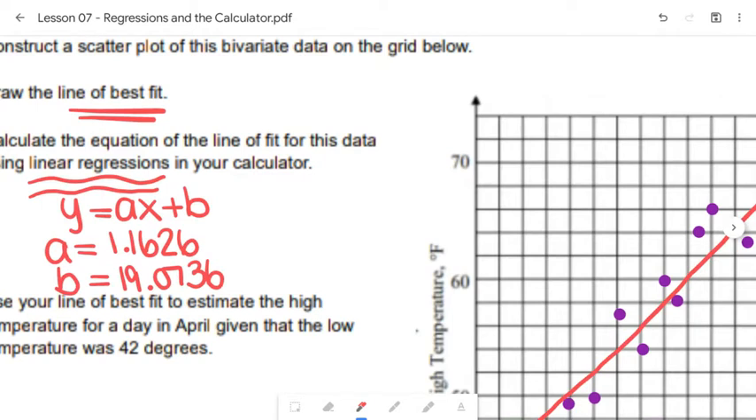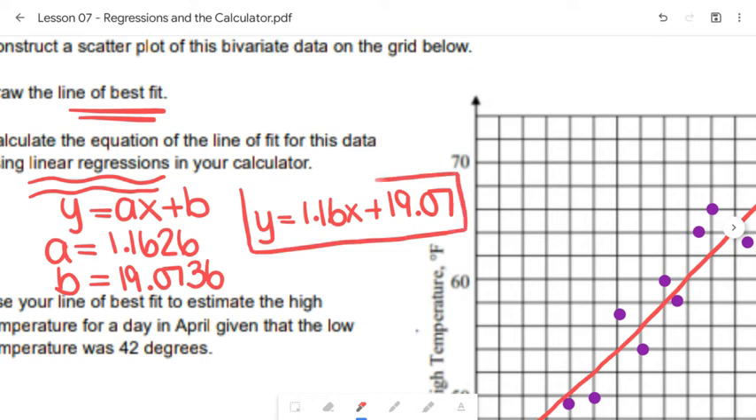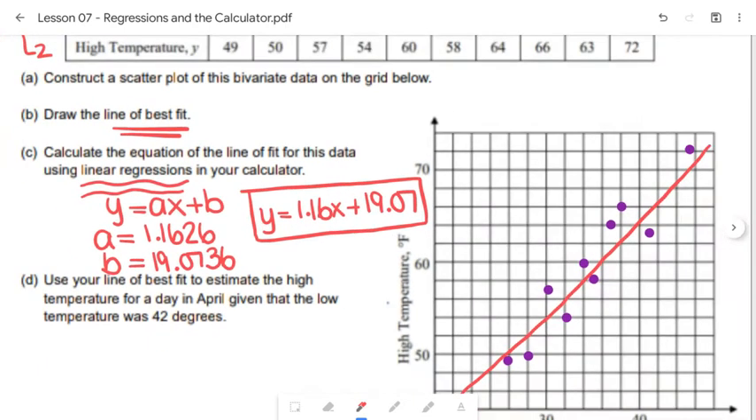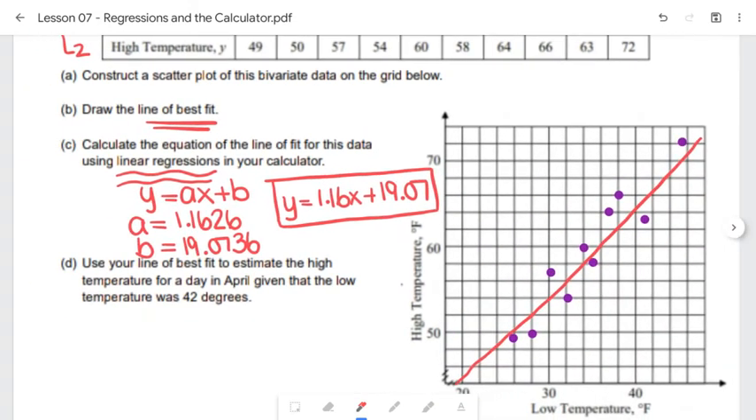But our line should look like y equals 1.16x, because I'm plugging the a value in as the slope, plus 19.07 as the b, the y-intercept. So it's not perfect, right? We kind of know that it's not going to be. But this line is going to get as many dots on the line, or as many dots as close to the line as possible. So that's what we call our line of best fit. And we do it again by linear regression.